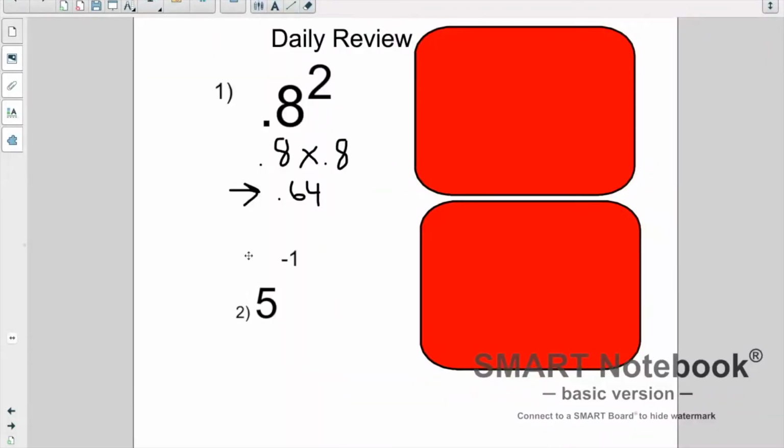Okay, number two. 5 to the minus 1. Well, 5 to the minus 1 is actually 1 over 5.